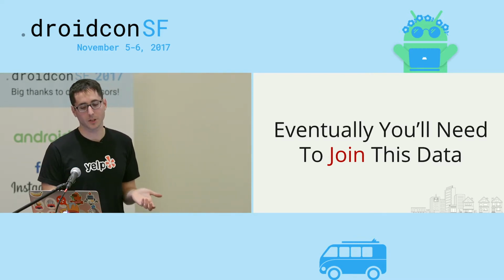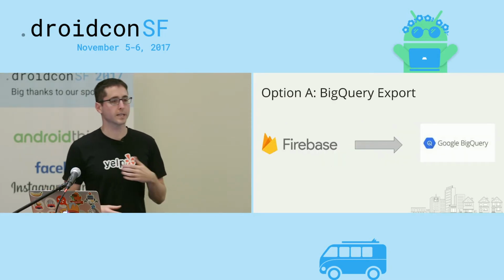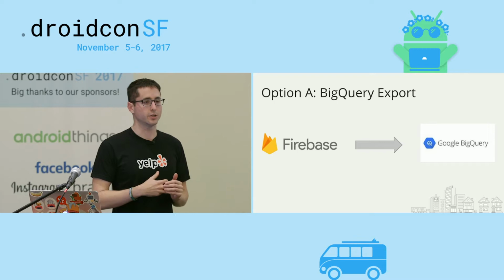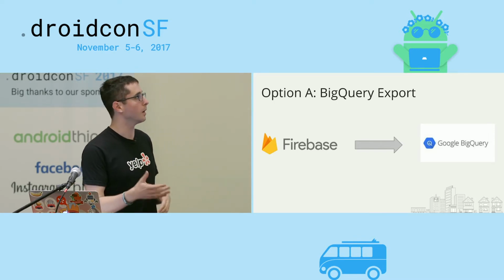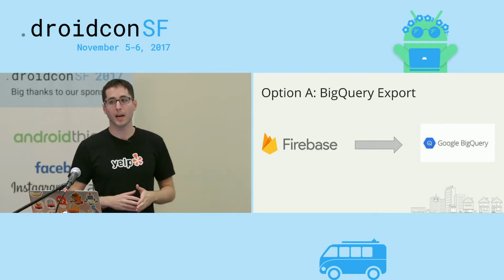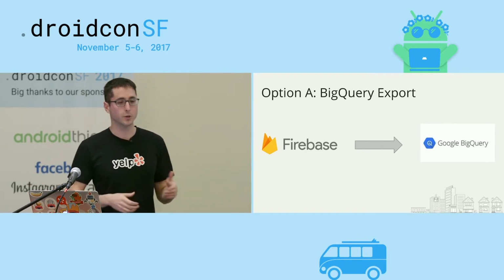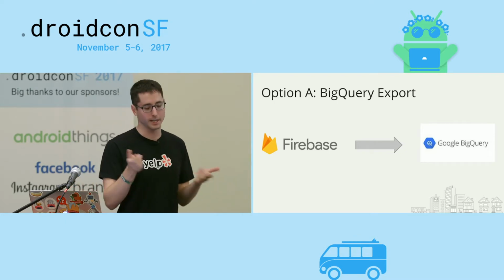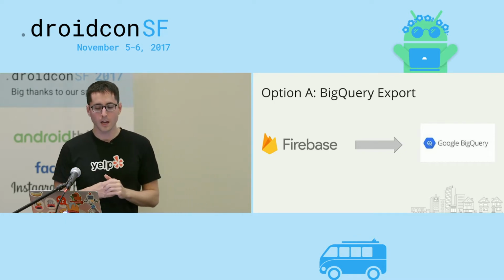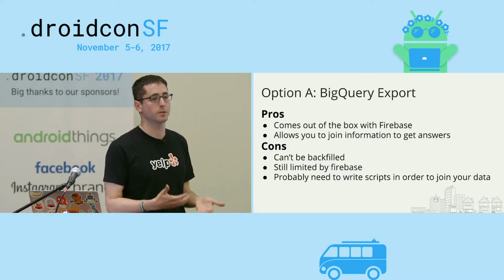So there's a couple of options for how you can solve this problem. First and foremost, Firebase offers BigQuery export, which is a really handy way to get started solving this problem. Firebase will basically dump all of your data into Google's BigQuery database, and you can then query that, and you pay by the terabyte in and out and the amount stored. In some ways, this solves the problem for you.